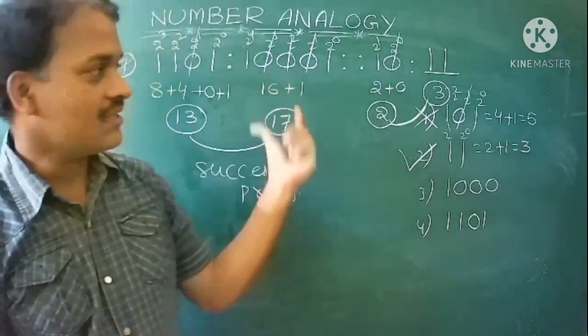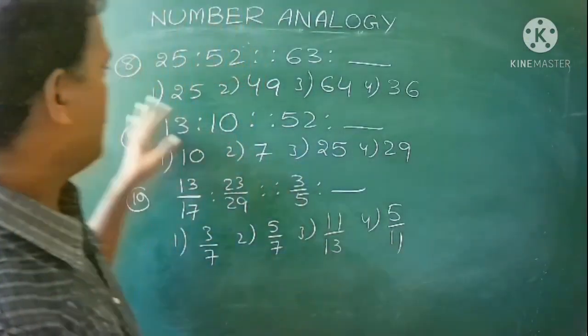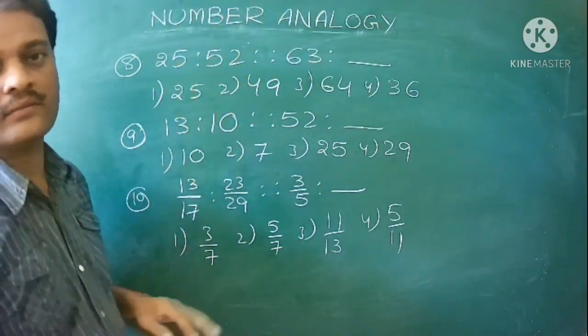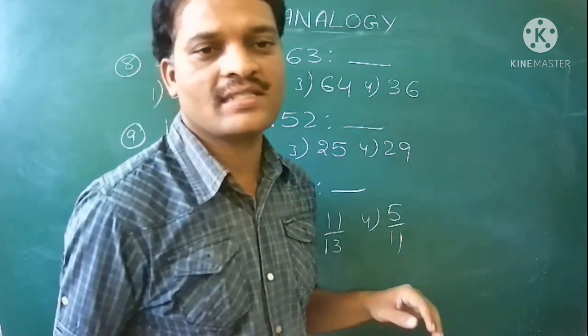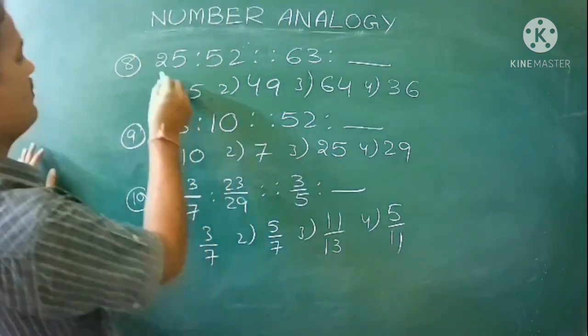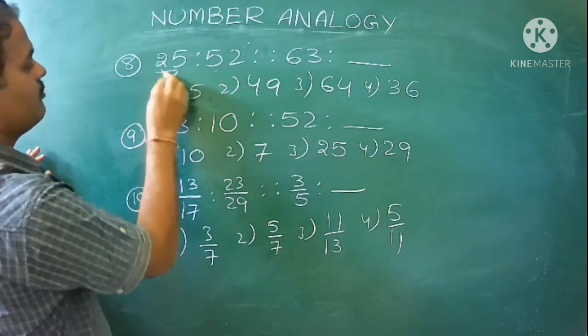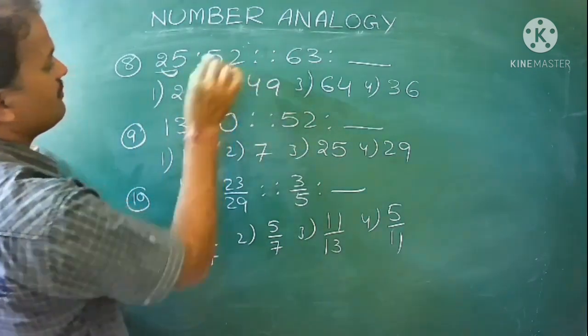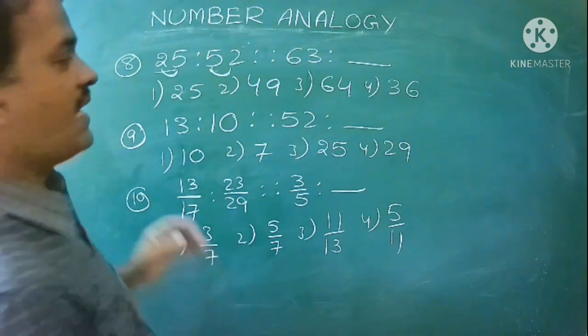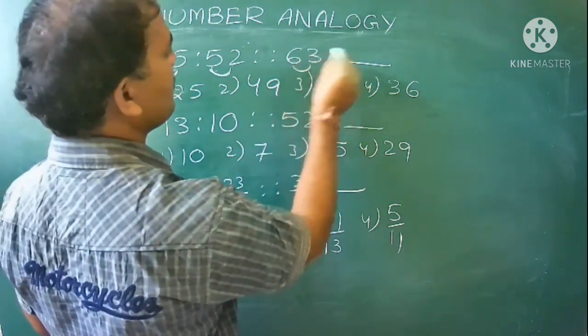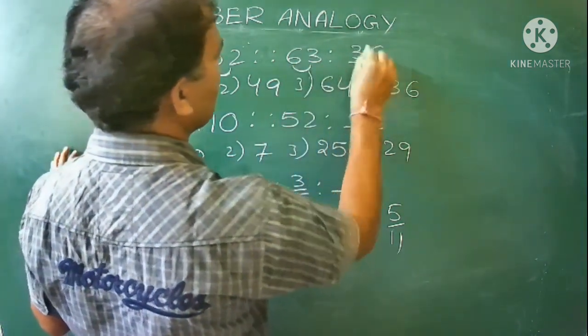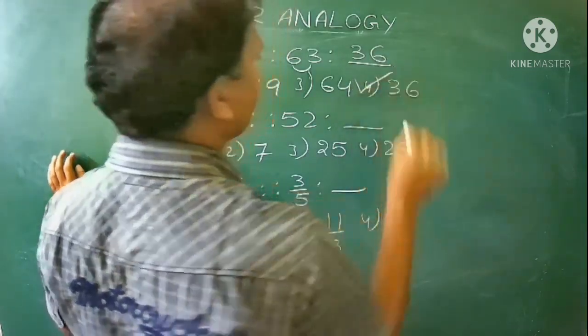But the 6th and 7th sums we need to observe. Based on these methods, in competitive exams they will ask. So next, friends, questions 8, 9, 10. Very easy questions. See, first observe here: 25 is to 52, means 2, 5, 2, 5, the digits are reversed, you get 52. And again next 6, 3, the digits are reversed, so you get 3, 6. So option 4 is the answer.